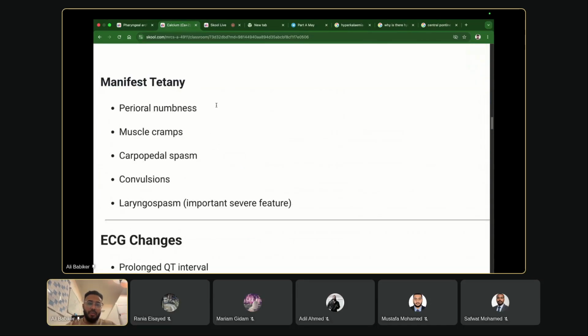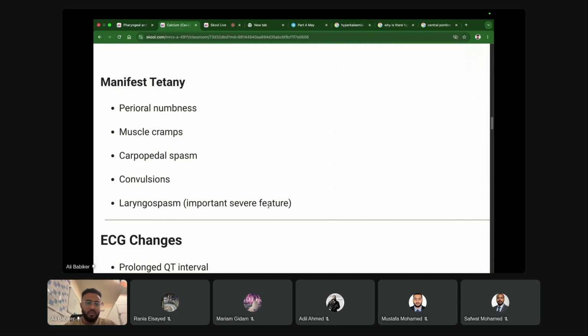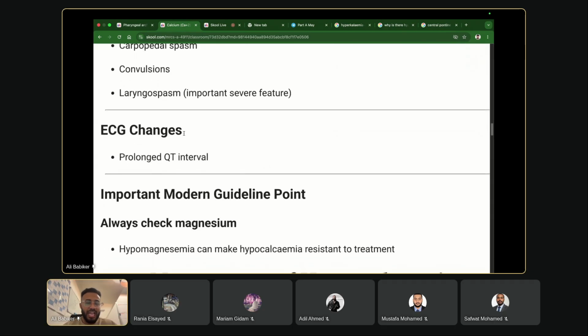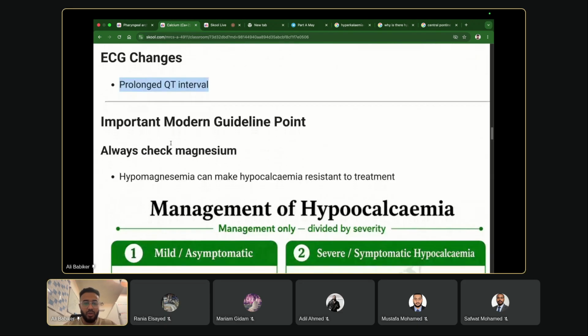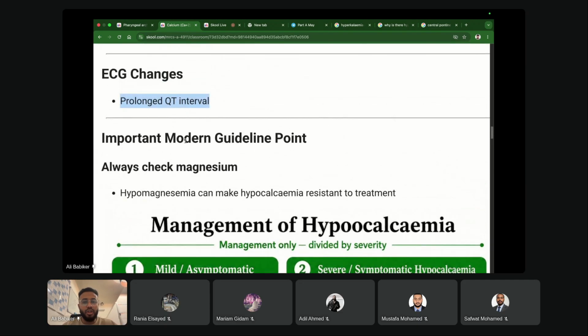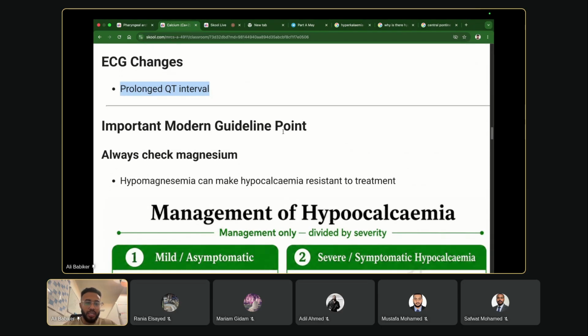There will be perioral numbness, muscle cramps, carpopedal spasm, convulsion, and laryngeal spasm. All right. The ECG changes for it will be prolonged QT interval. You need to memorize this one, and I have an image for it later on. I will show you. Important management guideline point: always check magnesium.